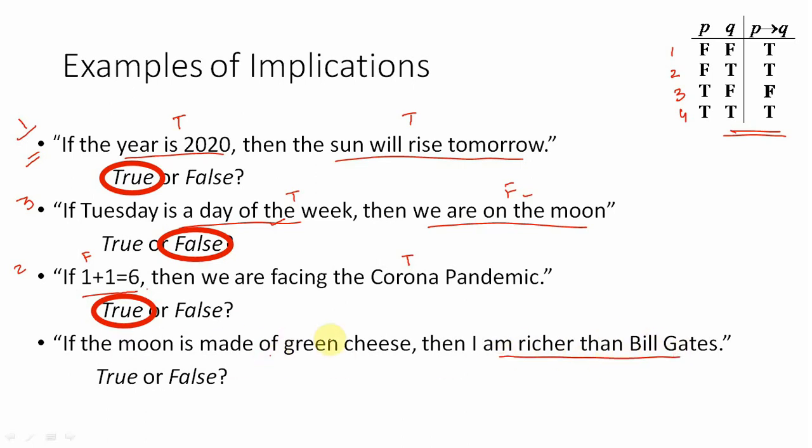So if the moon is made of green cheese, false, then I am richer than Bill Gates. Once again, false. Sorry, I made a little mistake over here. This was row number 4 and this is row number 1. So this is row number 4, this is row number 1. Again, this is false, this is false. So still the implication will be true, right? These are some of the examples of implications.